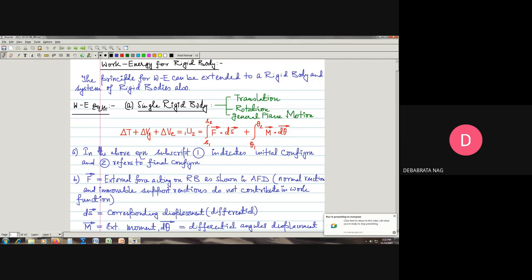In this class, today we will talk about the new chapter of our study of dynamics of rigid bodies, and that is going to be our work energy equation.